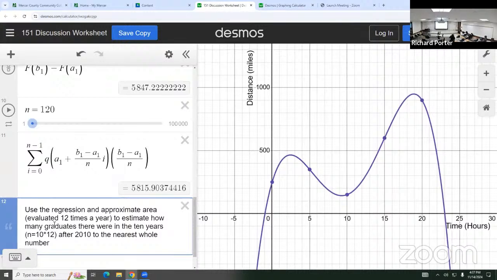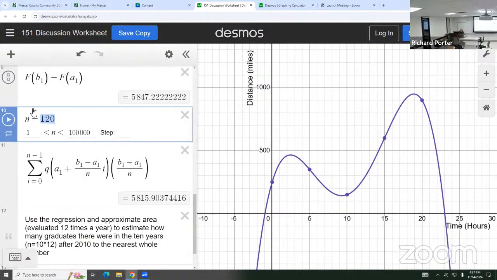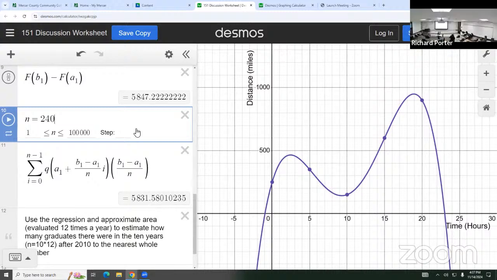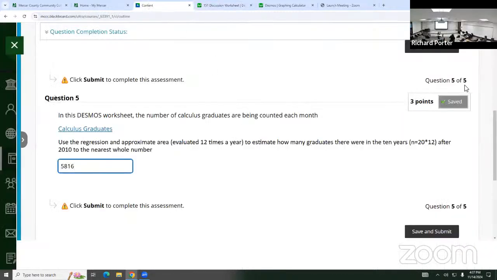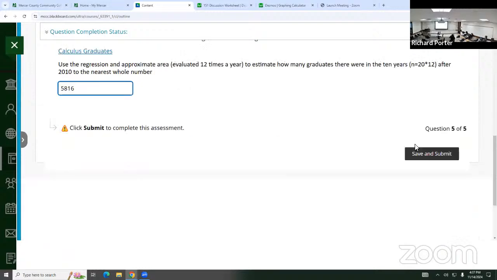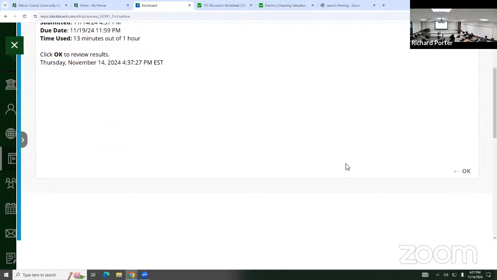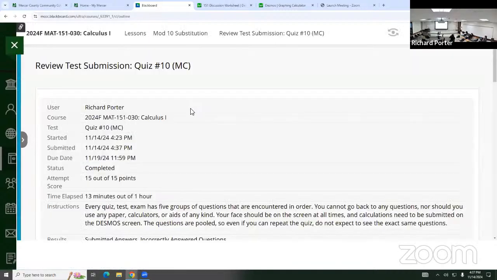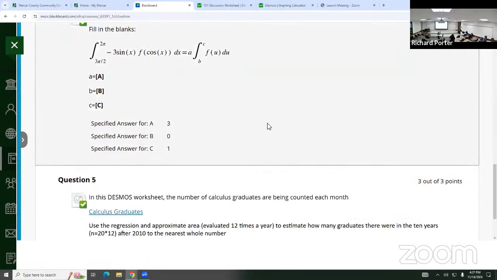Okay, if I'm wrong, it should have been 240. What would the answer have been at 240? Oh, another bunch more students. Let's see. Okay, no. So the answer was right.